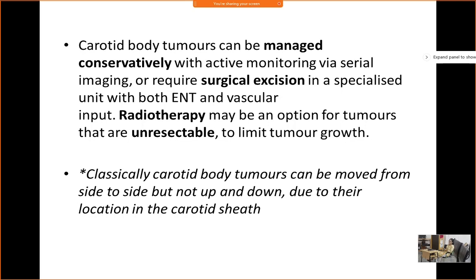So this is one of the peculiar clinical features of a carotid body tumor. They can be moved side to side. When you do a mobility test, side to side mobility is positive but not up and down. This is due to their location in the carotid sheath. There is restricted movement up and down due to the carotid sheath.